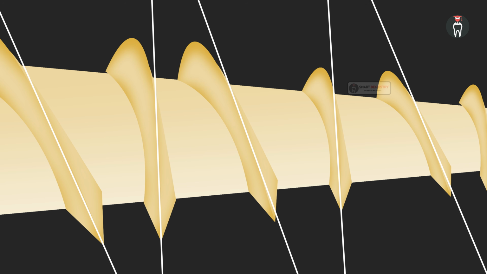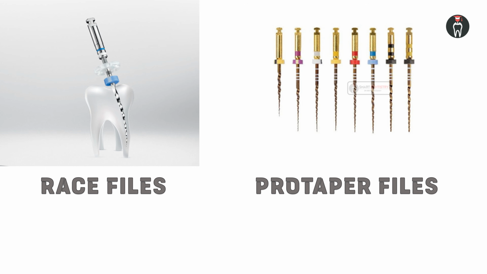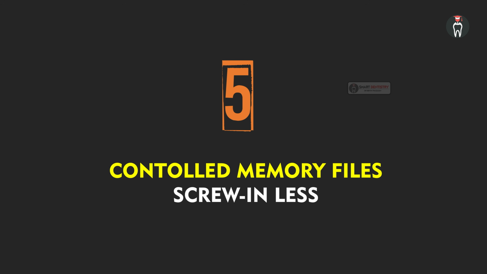But in this picture you can see that the flutes are of different angulation, so there is no constant symmetry present. Once this symmetry is absent, the file will not get screwed inside the root canal system. So this is also a simplified technique, and we can choose the files. Many of the files which we commonly use, like the RaCe files or the ProTaper files, come with a variable helical angle in the different portions of the canal. They do not have a constant one. So this prevents the screw-in effect of the file inside the root canal system.